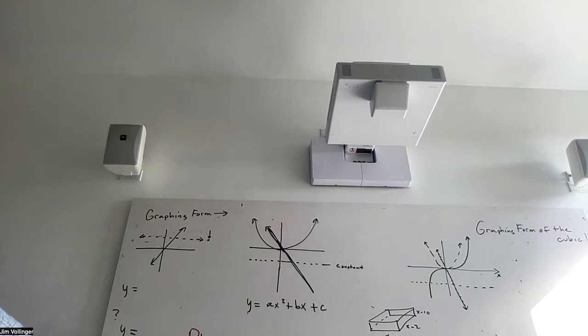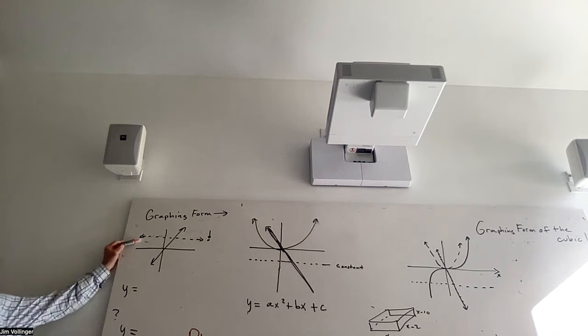So what happens when I add those two graphs together? Anybody? I add the y values. And I add the rates of change. So how is the dotted line changing?